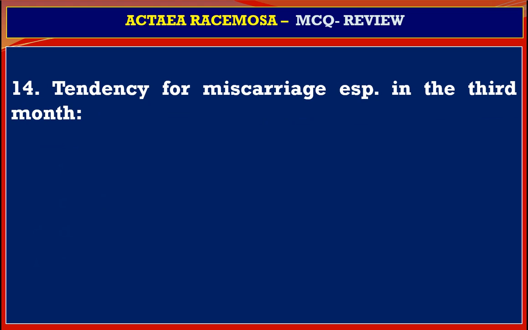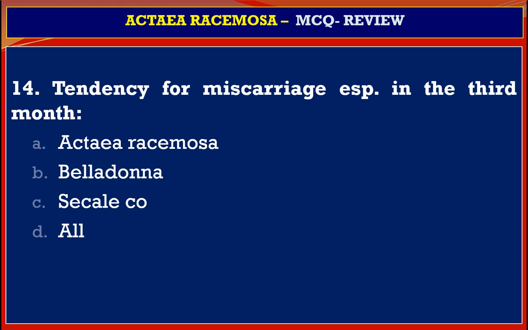The MCQ number 14 is tendency for miscarriage, especially in the third month. And we have the variables A. Actaea racemosa, B. belladonna, C. sabina, and D is for all of above. And we have the remedy D all of above.